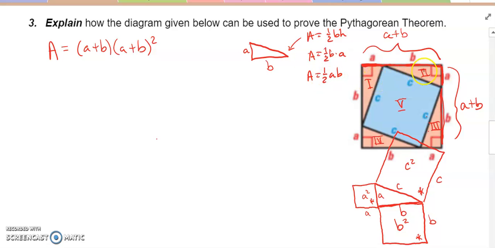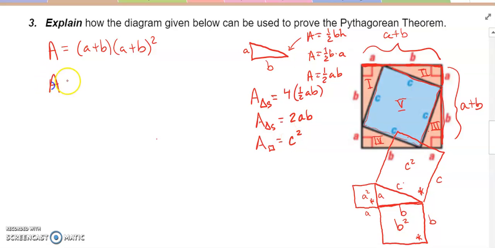Well, let's look through. Because all these have the same dimension, I've got 4 of these things. So the area of the triangles equals 4 times 1/2 A times B. So the area of the triangles is going to give me 4 times 1/2. That gives me 2AB. And then we got to throw in the area of the square in the middle here. So that square has dimension of C. So the area of the square equals C times C, or C squared.